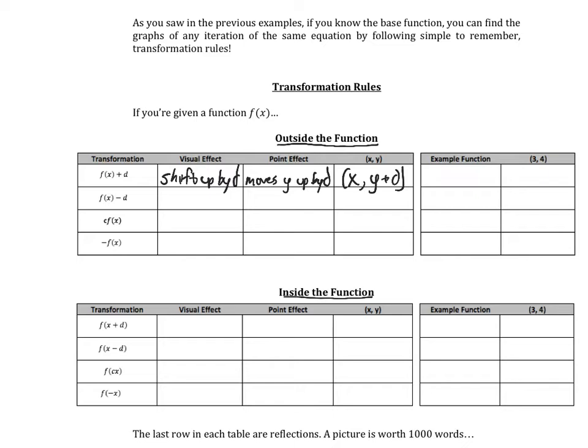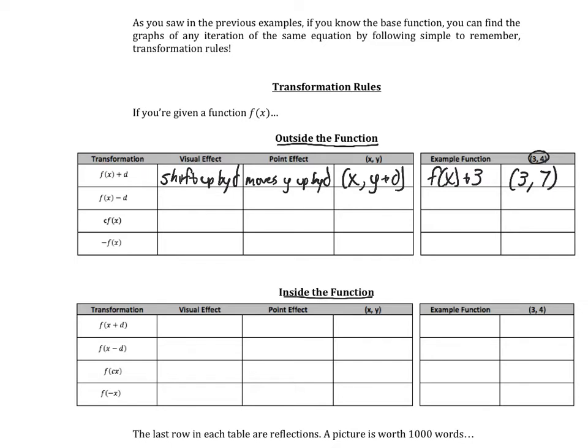So for example, we have this function f of x plus 3, and let's say we have this point 3, 4 that's on f of x. If I have the function f of x plus 3, how does it differ from the function f of x? That point 3, 4 that was on f of x will become, what do you think, 3, comma 7. So addition outside the function means we move up d, in this case 3.